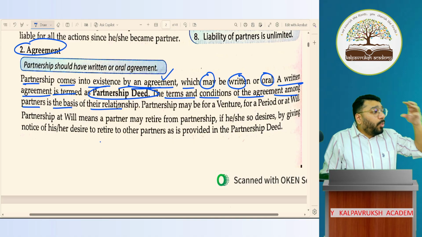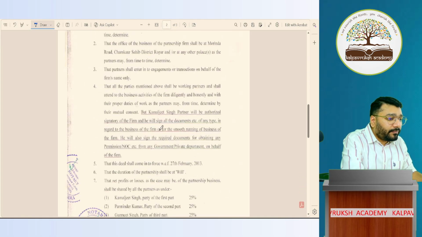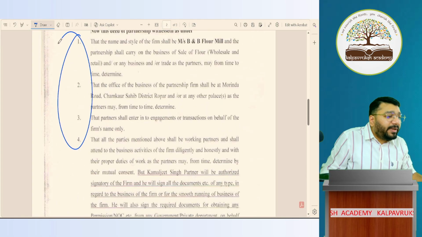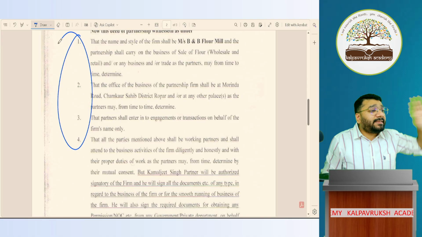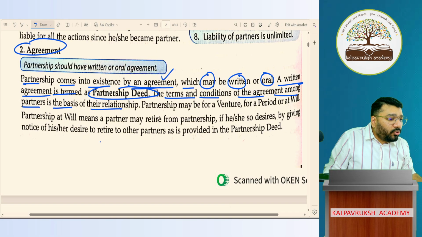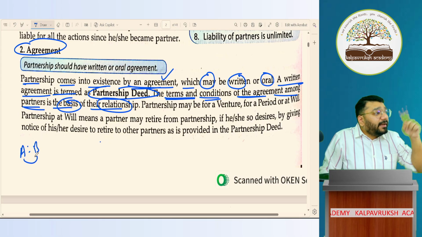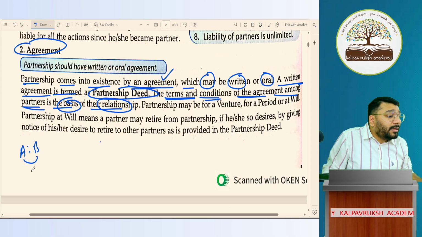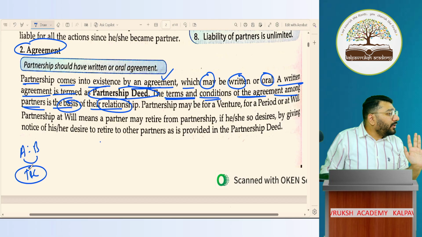The terms and conditions of the agreement among the partners are the basis of their relationship. Meaning, whatever the terms and conditions are in the partnership deed, with multiple points mentioned, based on this the relationship between one partner and another is established. The terms and conditions of the agreement among the partners are the basis for the relationship. Now, how are A and B related to one another? They are related as per the terms and conditions mentioned in the partnership agreement. Got it?